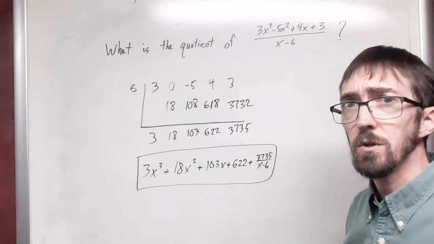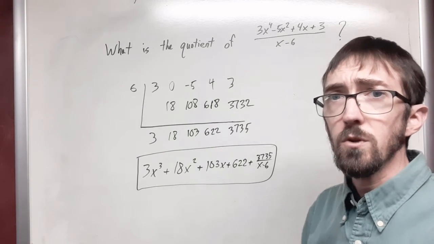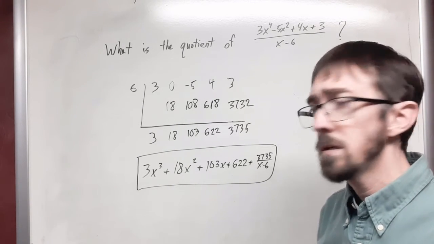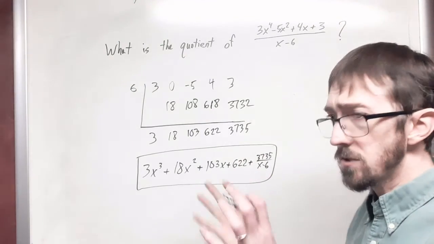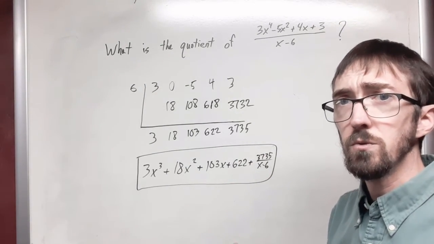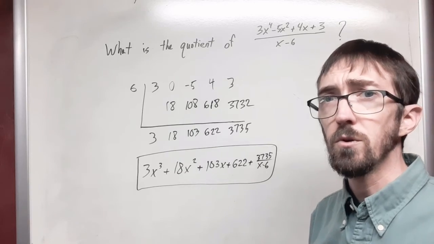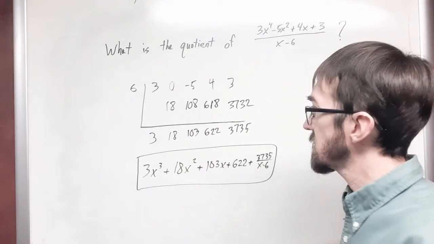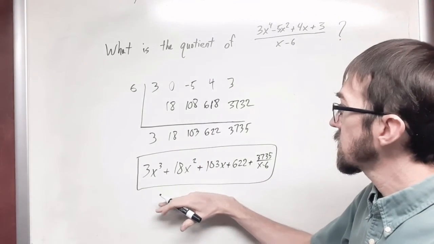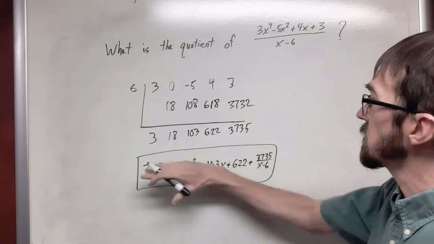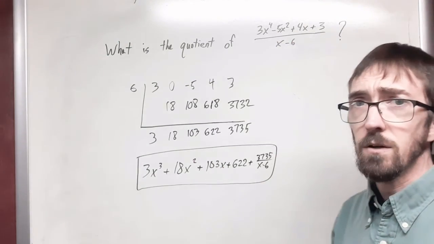So this polynomial right here is the quotient of dividing this polynomial by this polynomial. You get this polynomial. Polynomials are a closed system. And so when you take two polynomials and you do an operation, you get a polynomial as its result. So this is going to be the quotient. So we've divided these two and gotten this as our quotient.